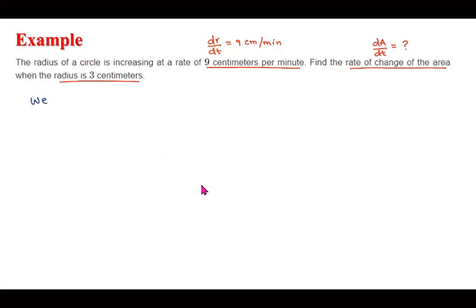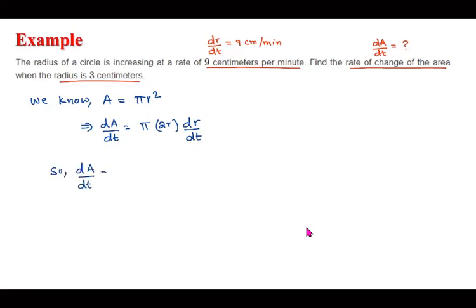So what we know is this. We know the area of a circle is equal to pi r squared. And if you differentiate this with respect to time, you get dA over dt equal to pi, which is a constant, and then the derivative of r squared with respect to time will be 2r times dr over dt. And we are actually looking for dA over dt. So that means we can just plug in the values there.